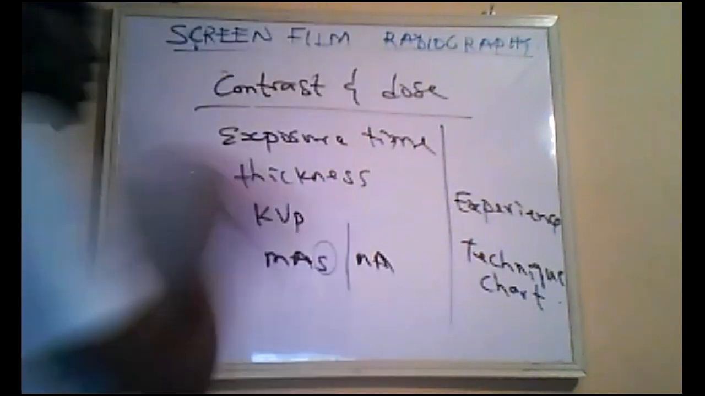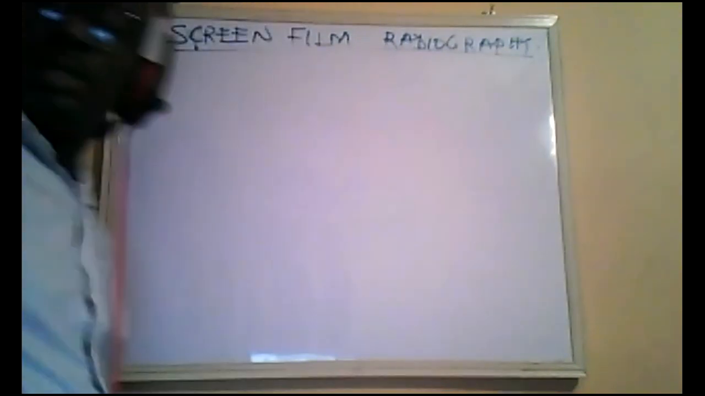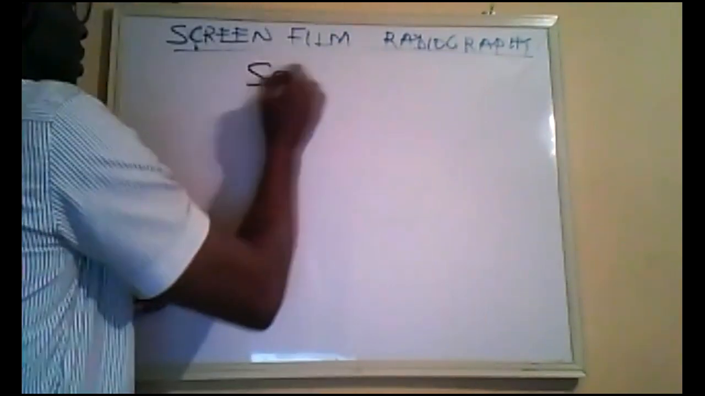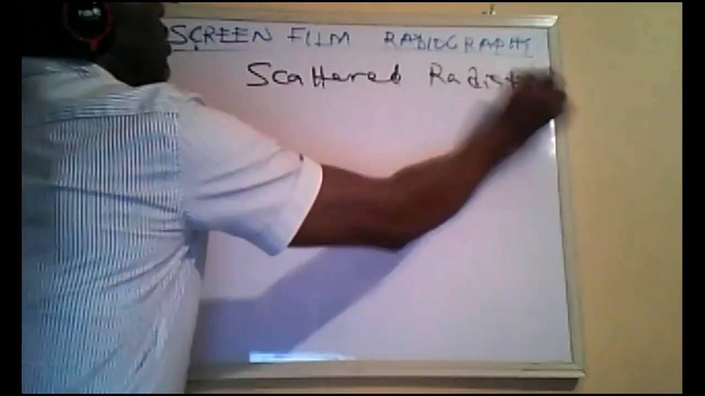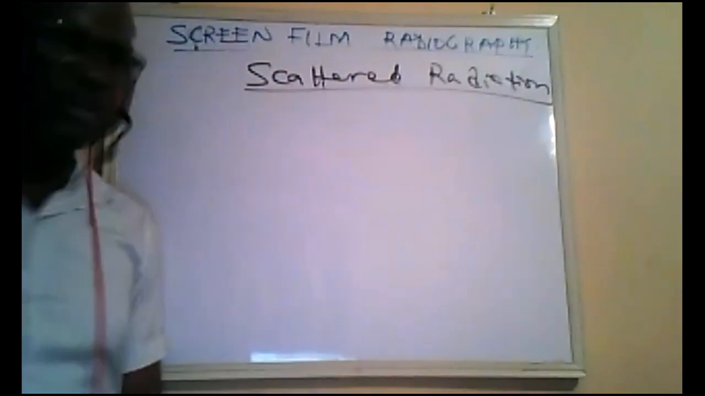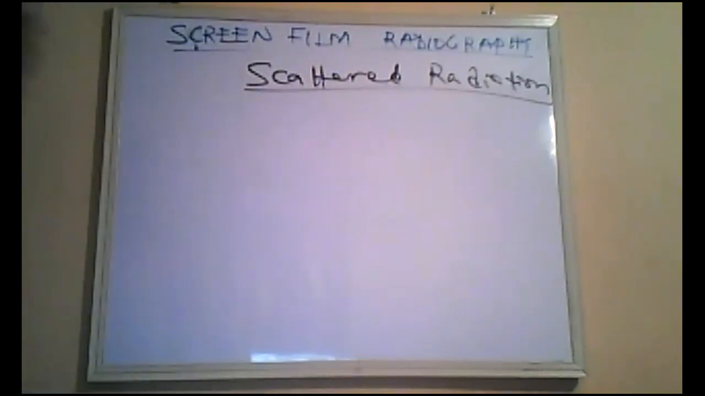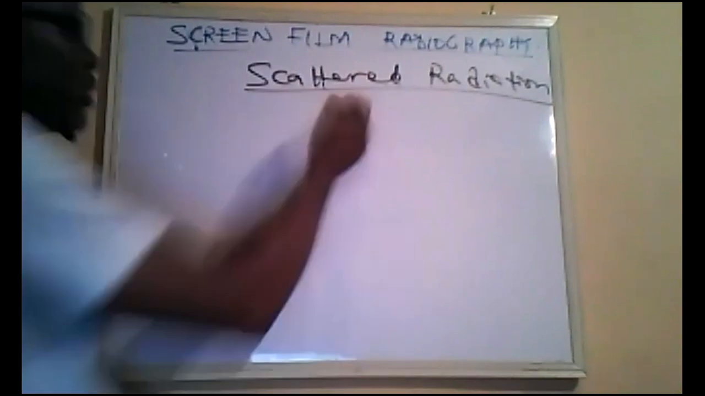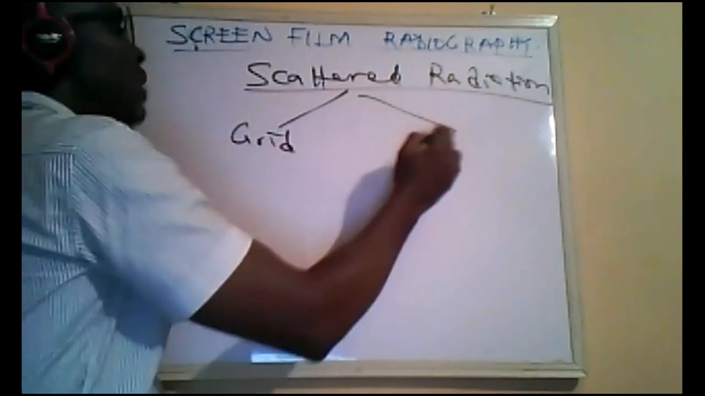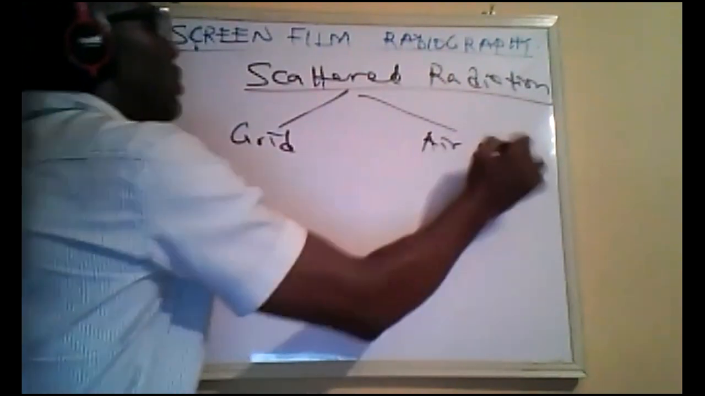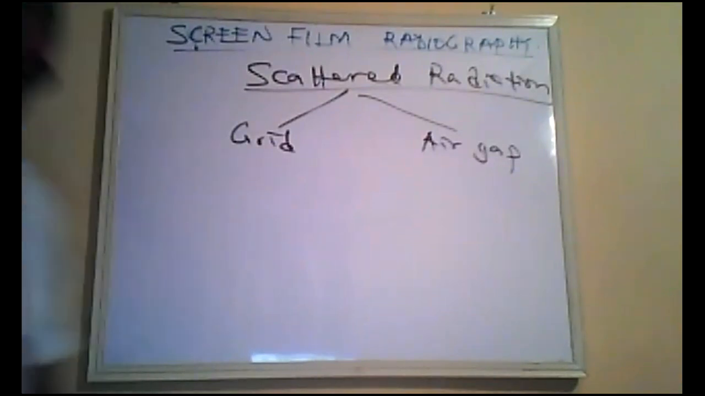And then scattered radiation. Scattered radiation, of course, is a problem in radiography, and we want to reduce it as much as possible. We have mainly two methods of reducing scattered radiation in general radiography: we use an air gap, or we use a grid.